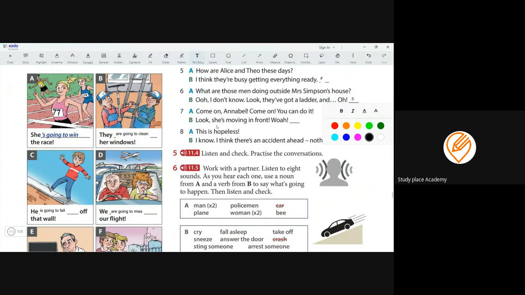And 7, come on, Annabelle. Come on, you can do it. Look, she's moving in front. Oh, she's going to win the race. So 7 with A.